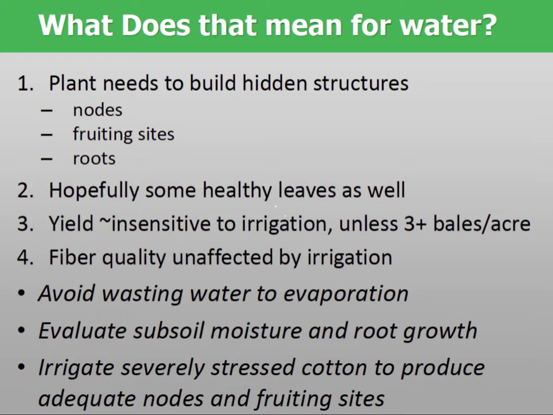You're still not really at a point where yield is going to be largely sensitive to irrigation rate. In fact, we start to see it probably above 3 to 3.5 bales is where we're really limiting ourselves at this point. So if you're looking at a 2 or 2.5 bale yield, this is not the point where you really want to be encouraging vegetative growth. You want to be minimizing the amount of irrigation at this point.